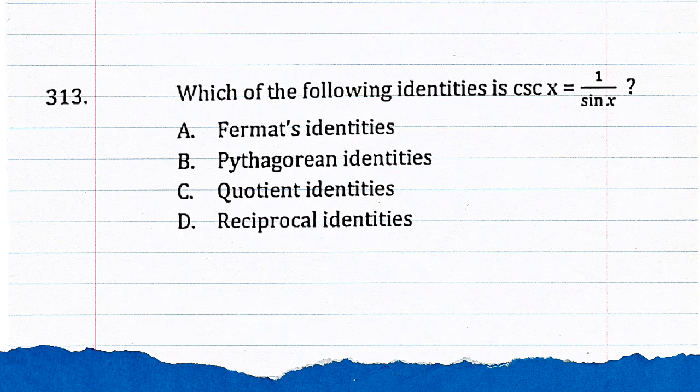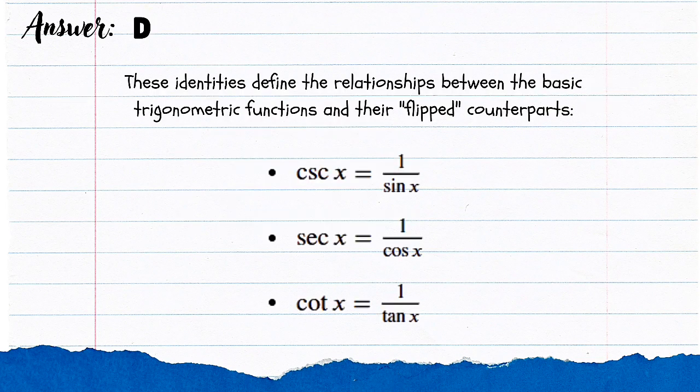Question number 313. Which of the following identities is cosecant x equals 1 over sine x? And here are the choices. Letter A, Fermat's identities. Letter B, Pythagorean identities. Letter C, quotient identities. Letter D, reciprocal identities. And the answer is letter D.